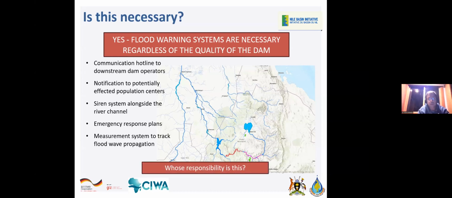So whose responsibility is this? Is a major question. Is it the upstream countries? Is it the downstream countries? Is it the Nile Basin Initiative or subsequent entities?